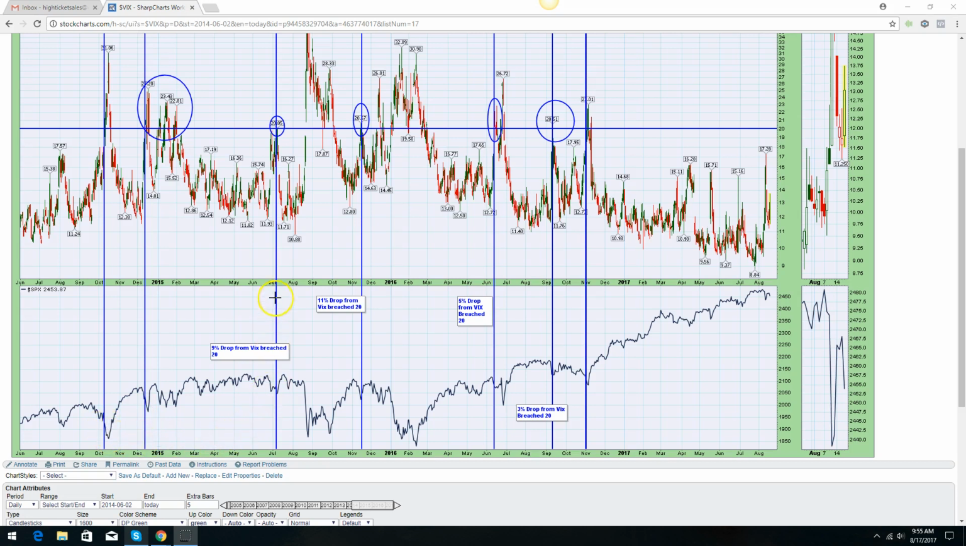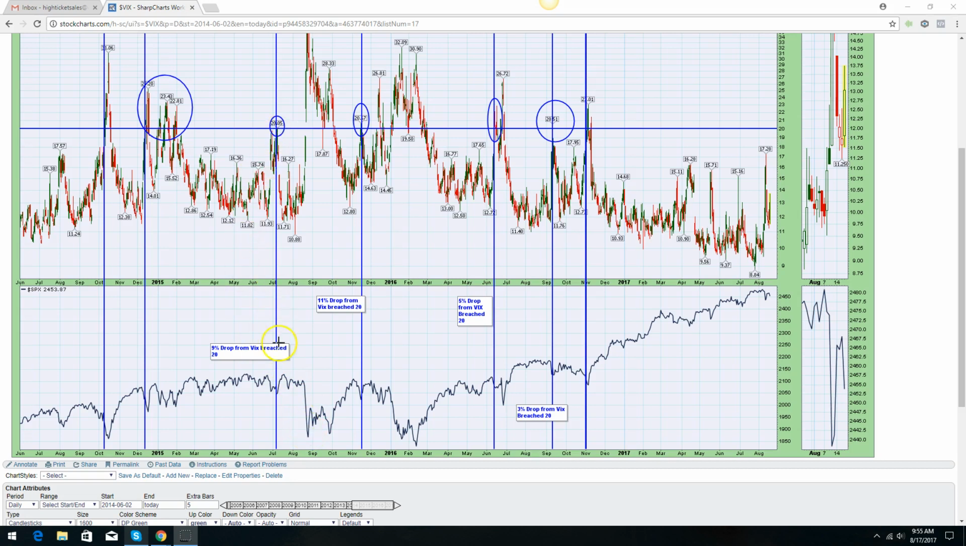Now here's another thing. This was in July of 2015. It spiked just barely above 20, but look what happened. It put in a short-term low. It tried to break to all-time highs. It didn't. It's slightly below, and then just completely rolled over. So from the time that the VIX breached 20, there was a 9% drop in the S&P 500 to this swing low, okay?